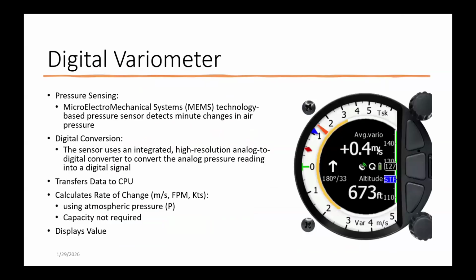When we look at the digital variometer, we're back to a sensor, the voltage gets converted to a signal that's sent to the CPU, and then we're using atmospheric pressure. If the software is good enough, you don't need a capacity because you're measuring absolute pressure, and it's all done in the software in the CPU. So the memory is the memory for the software that's running.